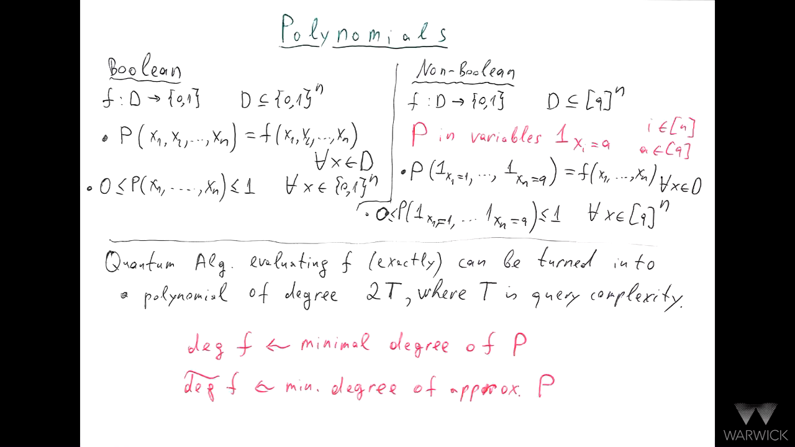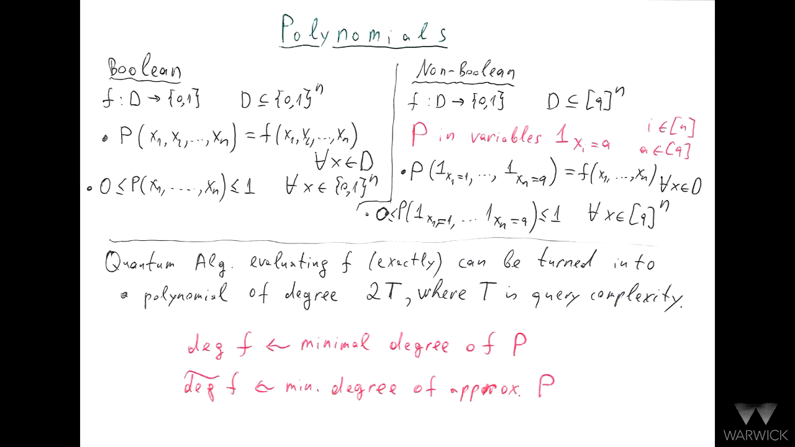And we say that a polynomial p approximates the function f, or represents the function f in this case, if its value is exactly equal to the value of the function, and it's between 0 and 1 everywhere on the hypercube. This makes sense only on the domain, because outside of the domain the value of the function is not defined. But this constraint here is necessary for all of the hypercube.